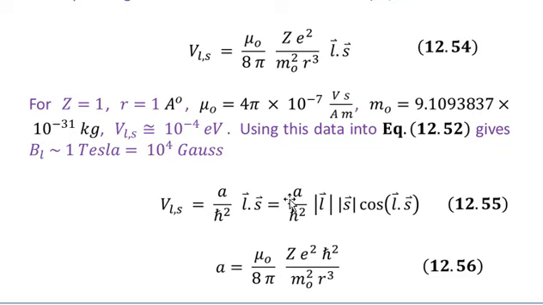And now I am going to write equation number 54 in its more precise, more desirable form. VLS can be written as A over H bar square into L dot S, which is equal to A over H bar square into the mod of L into the mod of S into cos of the angle between L and S. This A, which I have introduced in equation number 55, has a value given in equation number 56. That is, A is equal to mu naught over 8 pi into Z e square into H bar square over m naught square r cube. This is the value of A. We shall see later that A is called the spin orbit constant, because all these quantities are constant here. So A will be referred to as the spin orbit constant.